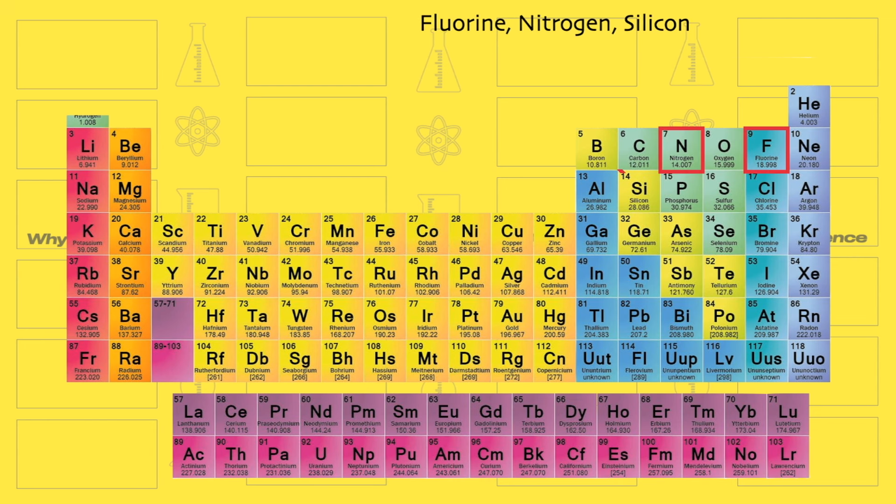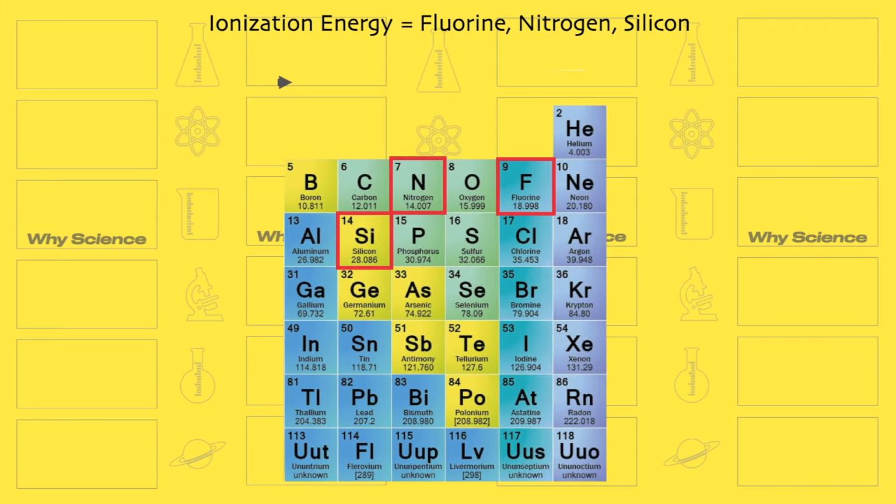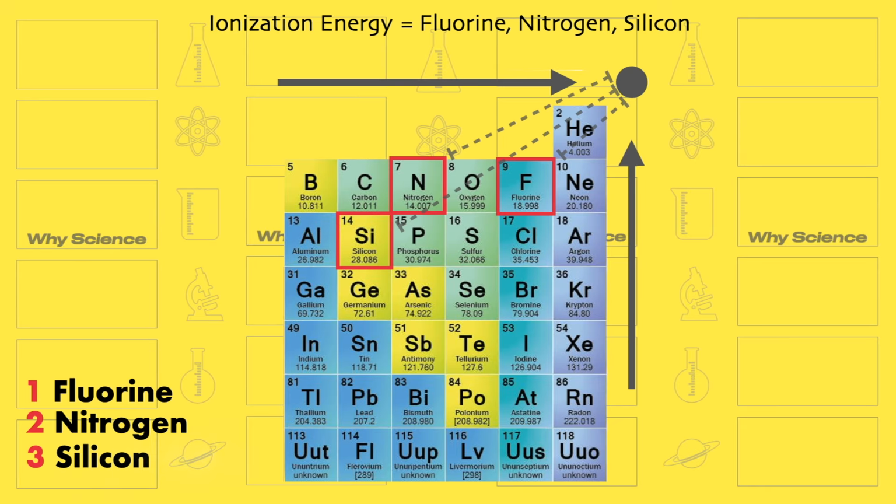Let's have another example with fluorine, nitrogen, and silicon. How can we rank them based on increasing ionization energy? We know that ionization energy increases as you go up and right, so we imagine a dot in the upper right corner. We rank them based on who is closer to the dot. We can say that fluorine ranks first, followed by nitrogen and then silicon. That is also the way you rank them based on electron affinity and electronegativity.